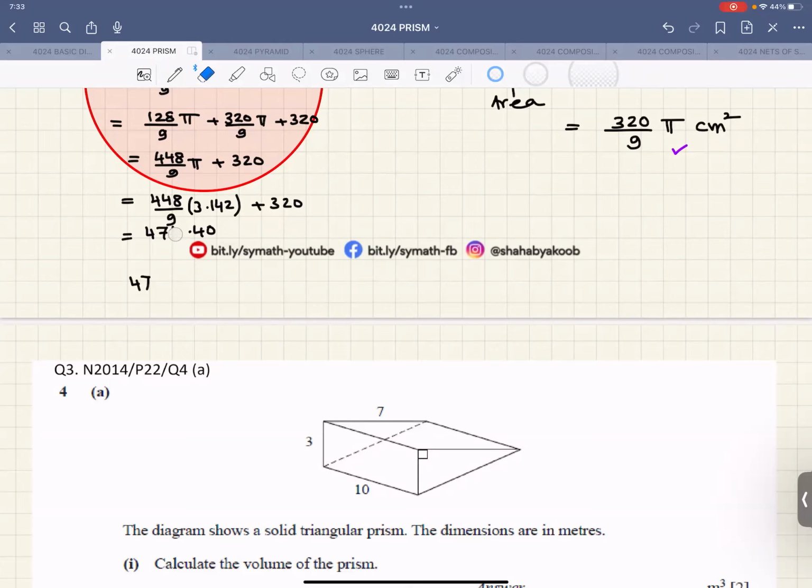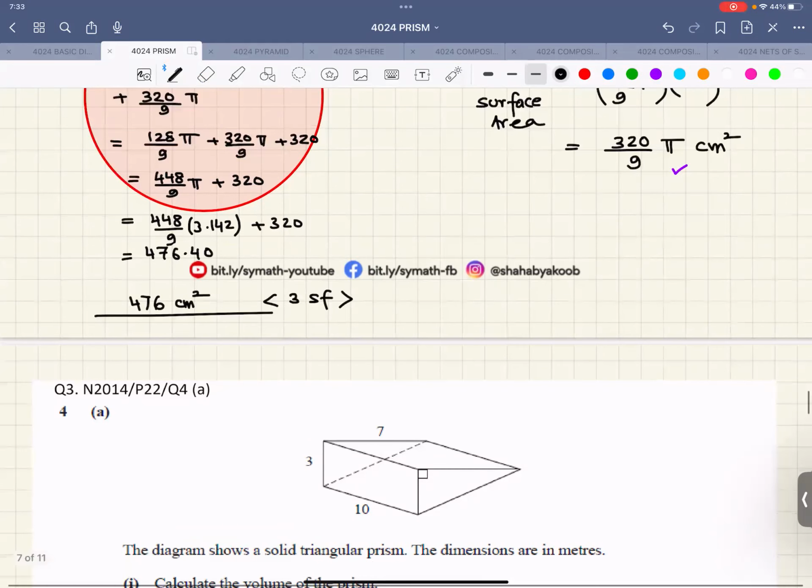Let me give the answer as 476, not 474. This is 476. So let me correct it. That is 476.40. So the answer is 476 centimeters square. That is the final answer, correct to 3SF.